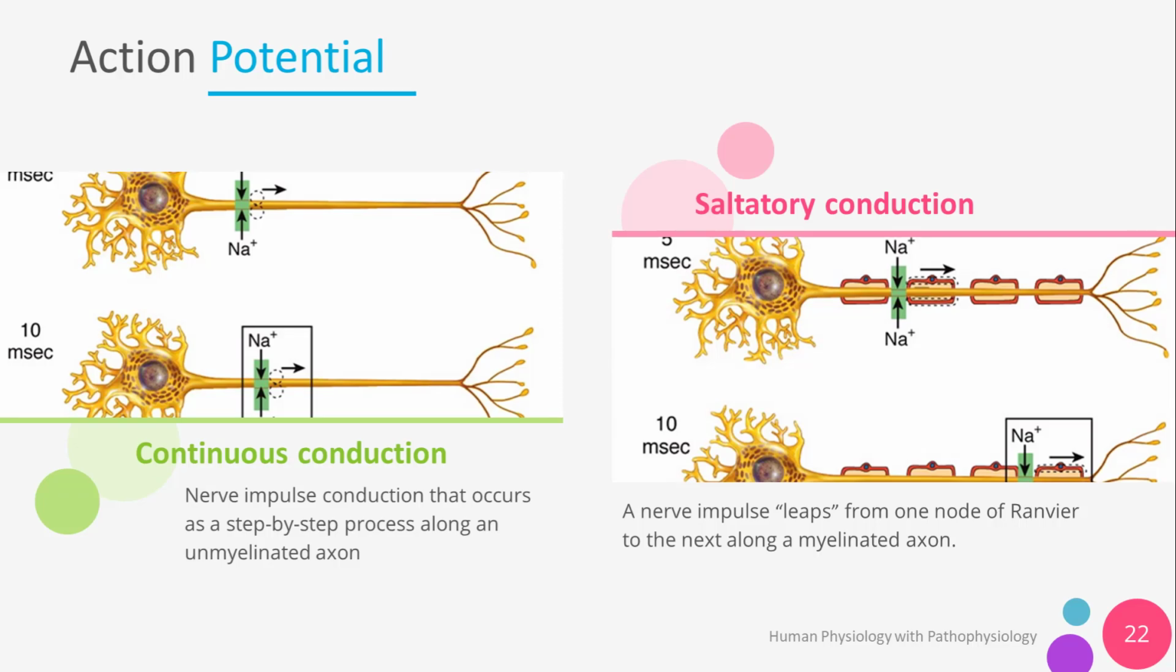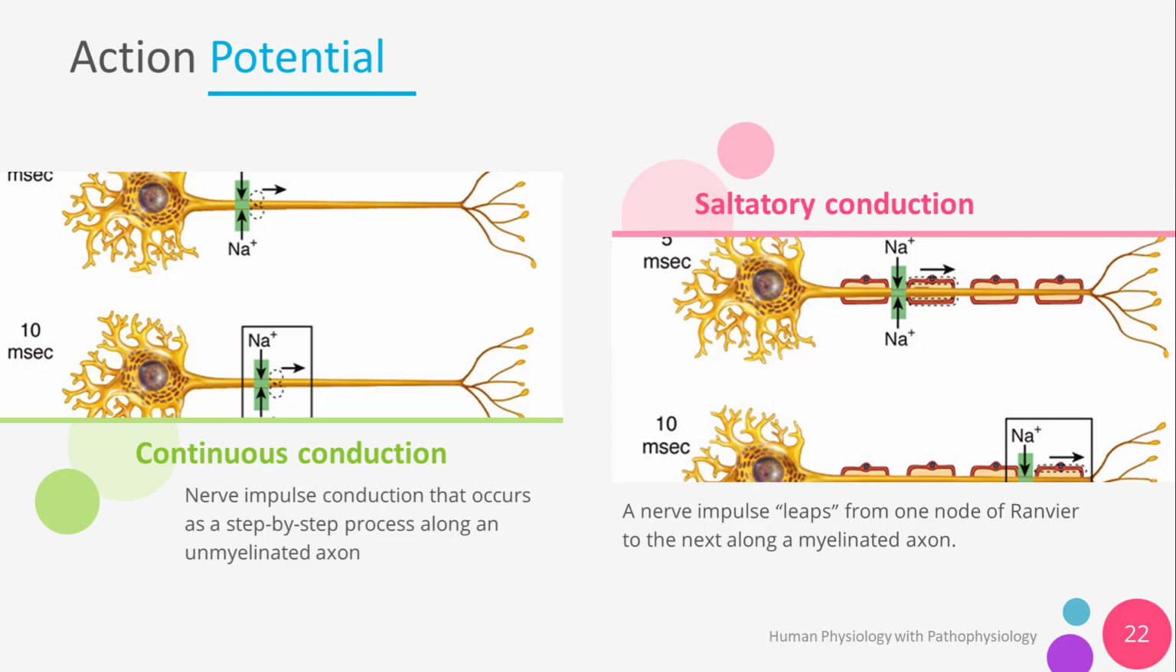Conduction, also known as propagation, is the movement of an action potential along an axon in a series of steps. There are two types of conduction, the continuous conduction and saltatory conduction. Continuous conduction occurs only in unmyelinated axons. It affects one segment of an axon at a time. It occurs as a step-by-step process along an unmyelinated axon.